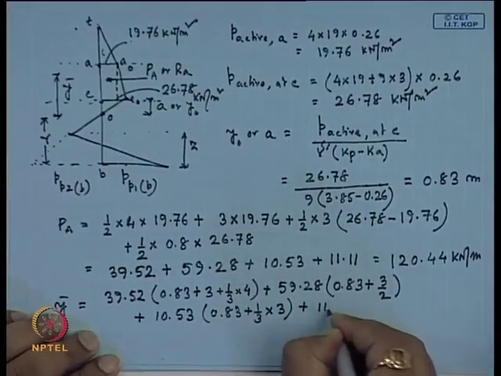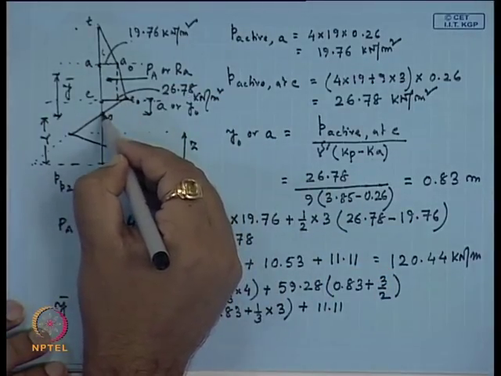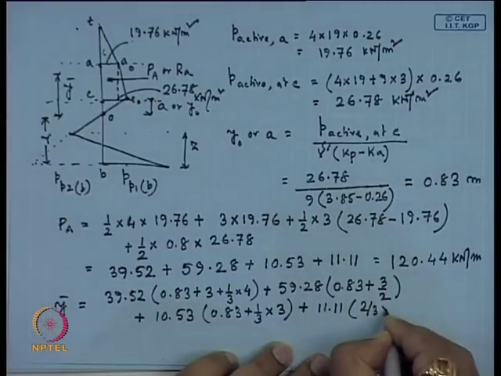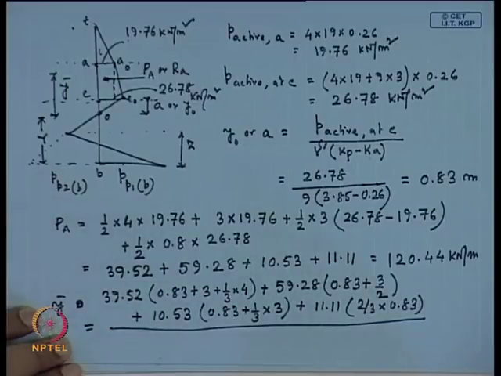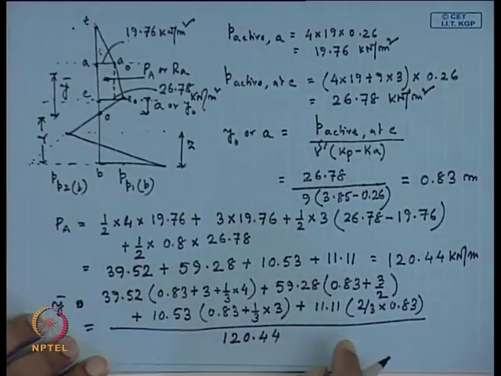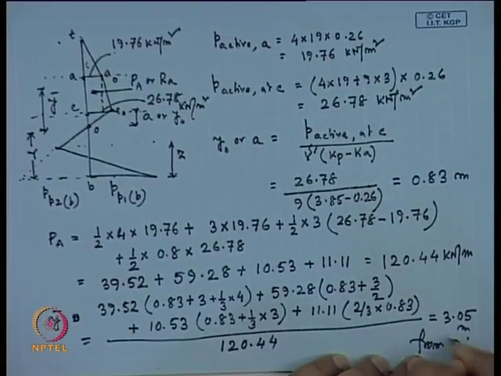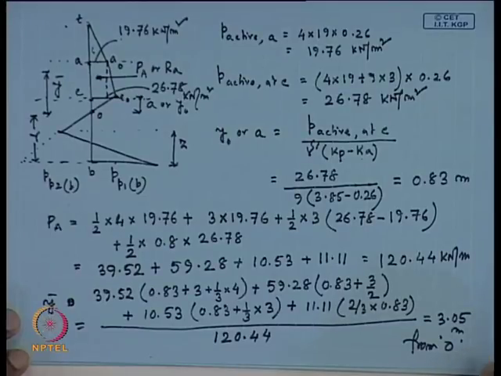Then the last one, 11.11, which is this triangle. That also acts at 1/3 of the base, but from the O point that will be 2/3 of the height of the triangle. So we can write 2/3 into the height of the triangle, 0.83, and this total is divided by the total force, which is 120.44. So, taking all the segments and the total force, ultimately the y bar is at a distance of 3.05 meter from the O point.